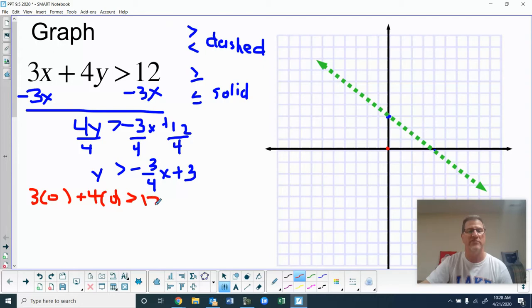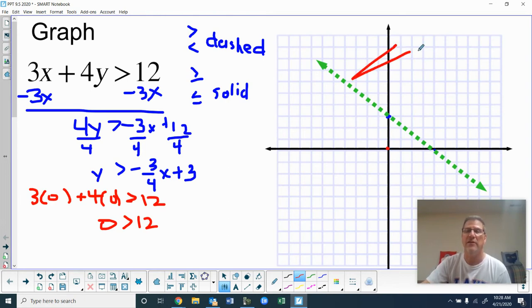And see what we get, which is 0. Is that true or false? Is 0 greater than 12? That is not true. So that means (0, 0) doesn't work in this inequality. So since (0, 0) doesn't work, we go to the opposite side to shade.